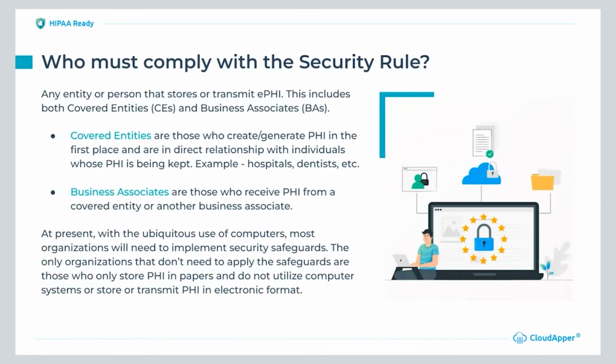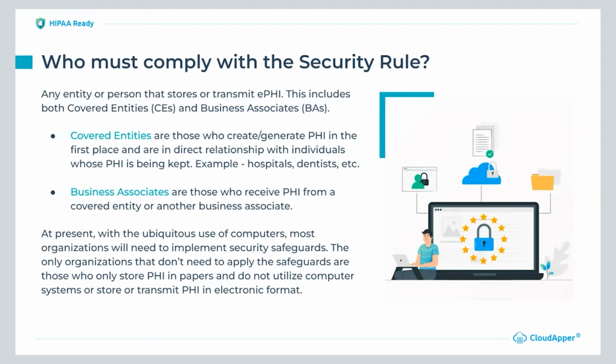Who must comply with the Security Rule? Any entity or person that stores or transmits ePHI. This includes both covered entities and business associates. Covered entities are those who create or generate PHI in the first place and are in direct relationship with individuals whose PHI is being kept, for example, hospitals or dentists. Business associates are those who receive PHI from a covered entity or another business associate.